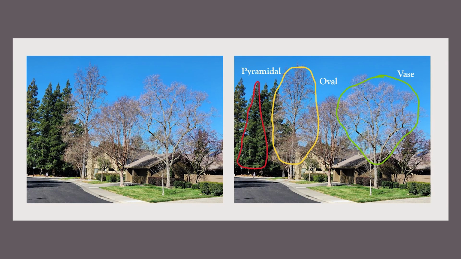So on this next slide, it's the same thing. It's another similar image as before. You can see a series of 3 or 4 trees, and then I have the basic shapes defined onto the right side: pyramidal, oval, and vase again.